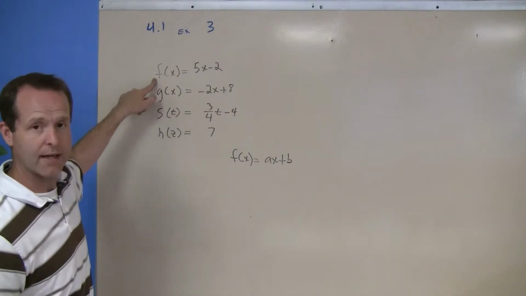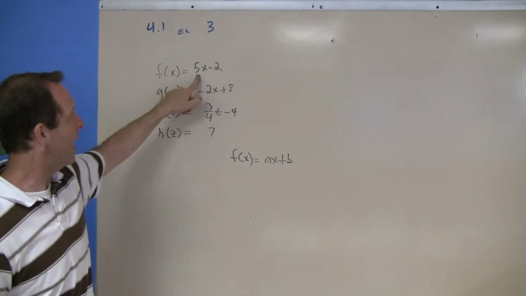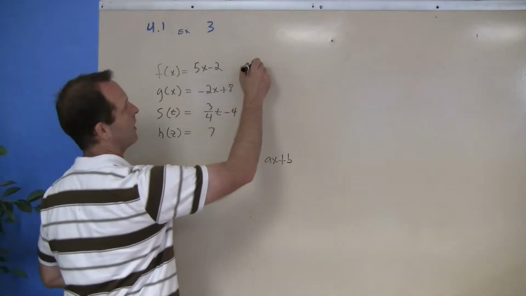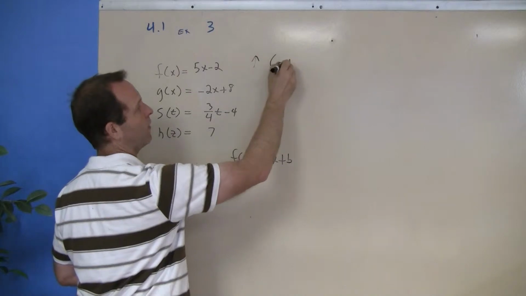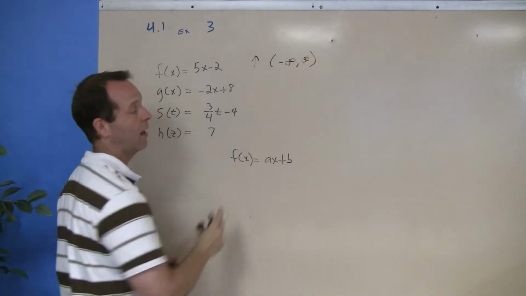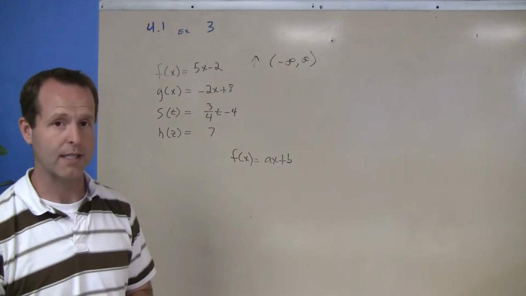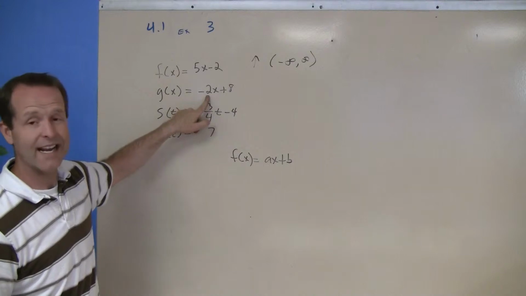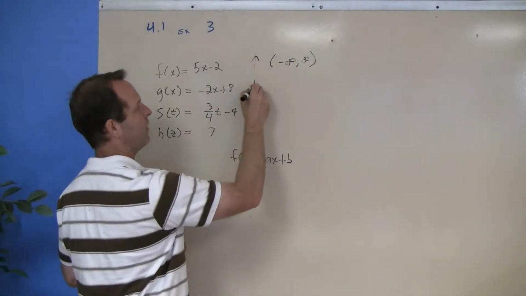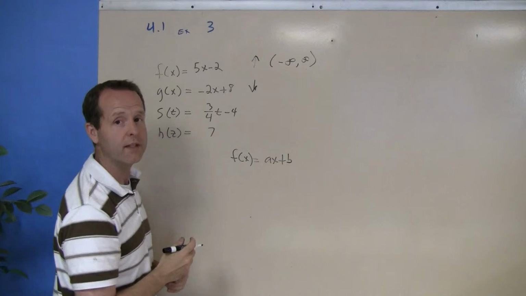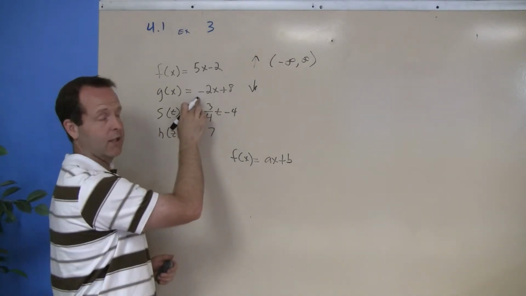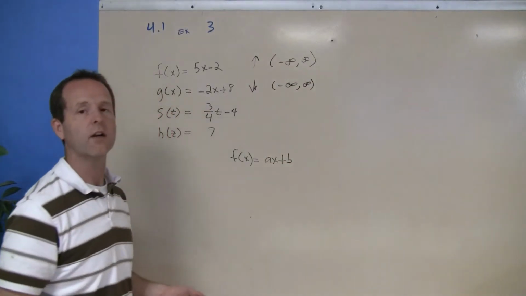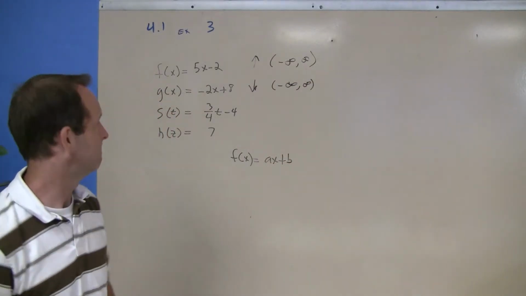First one, f of x, 5x minus 2. The 5 is in the a position, and 5 is positive. So this function is increasing, and it's increasing over the entire domain of real numbers, negative infinity to positive infinity. G of x, the a coefficient, is negative 2. So this function is decreasing, and its domain is also all real numbers. In fact, for all linear equations, the domain is all real numbers.